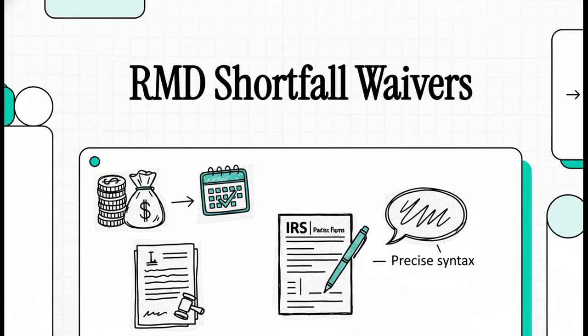So you missed a required minimum distribution. It happens. But what happens next can trigger a pretty massive penalty from the IRS. The good news? There is absolutely a way out. In this deep dive, we are going to walk through, step by step, exactly how to request a waiver. We're covering it all, from the legal arguments you need to build, right down to the precise words you have to write on your tax forms.